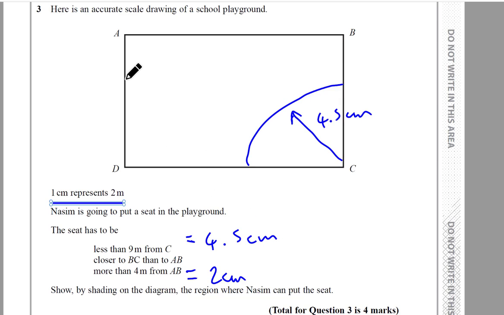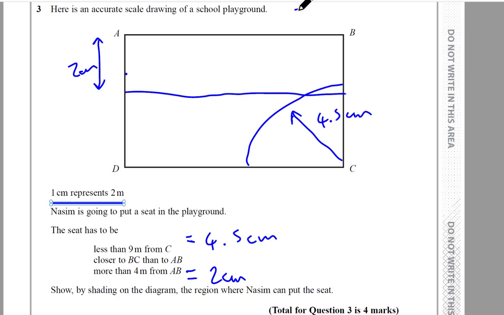So more than 4, you just need to use your ruler there, and let's just say that is like that, because that's going to be 2 centimetres. It's going to be less than that because of my 4.5, but it just depends on the scale of the diagram. And closer to BC than AB. So if it's closer to BC than AB, that has to be an angle bisector using your compass.